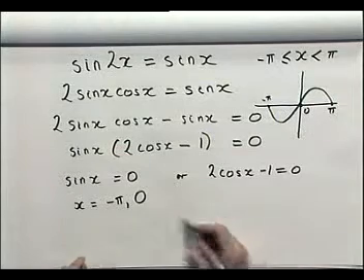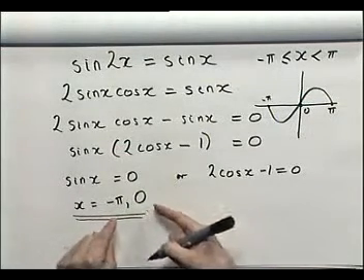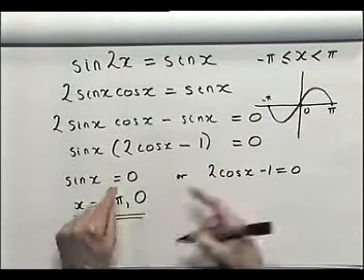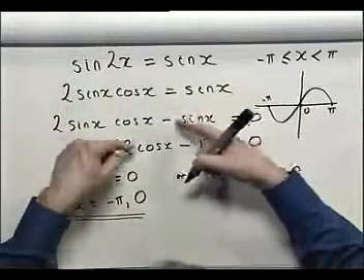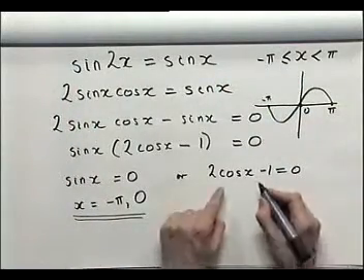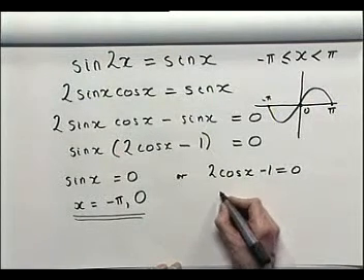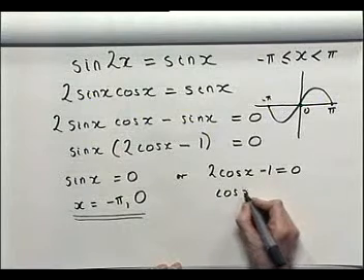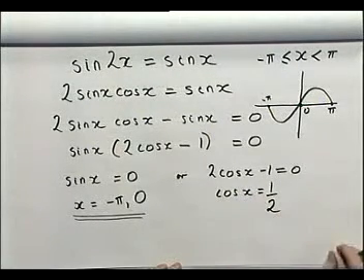But notice, sine x equals 0 gave us 2 answers for x. If we'd have cancelled sine x out up here and just got rid of it, we would not have got those 2 answers. Let's go to this equation now. 2 cos x minus 1 is 0. So that tells us that cos x is equal to a half.